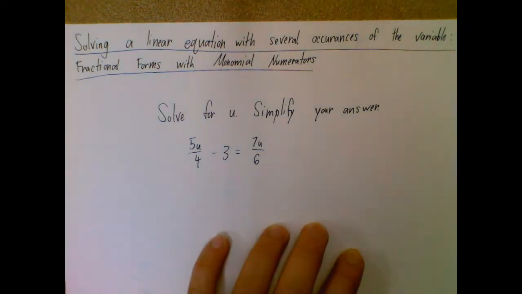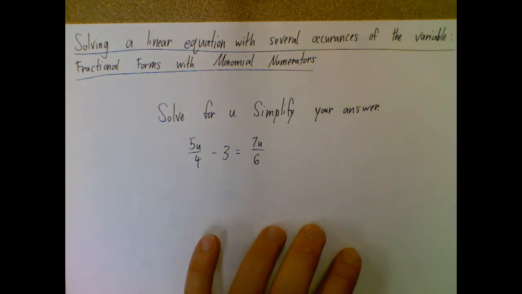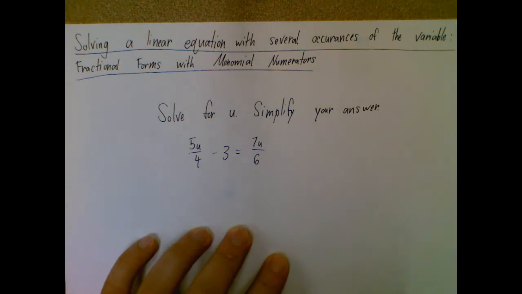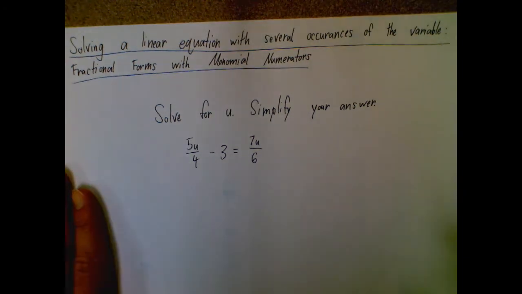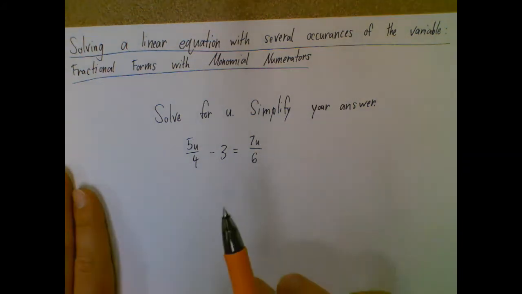Today we're looking at one of the ALEKS topics with the longest names I've ever seen. Solving a linear equation with several occurrences of the variable, specifically fractional forms with monomial numerators. So, not near as complicated as that title makes it sound, to be honest. So first things first, let's break down what it means.